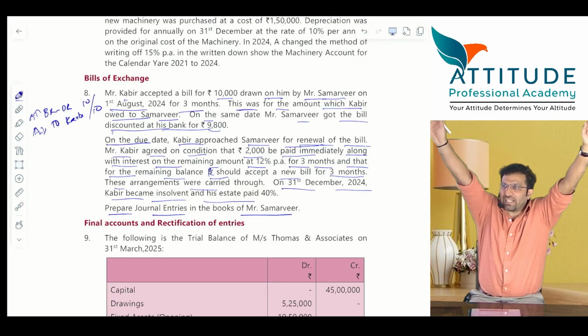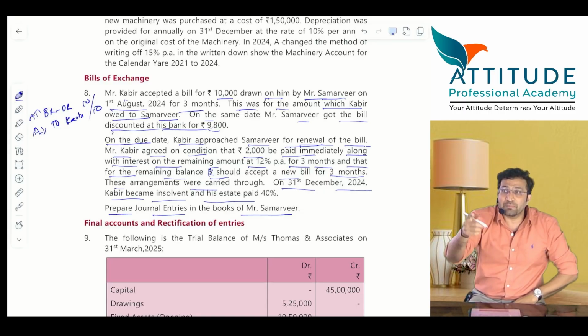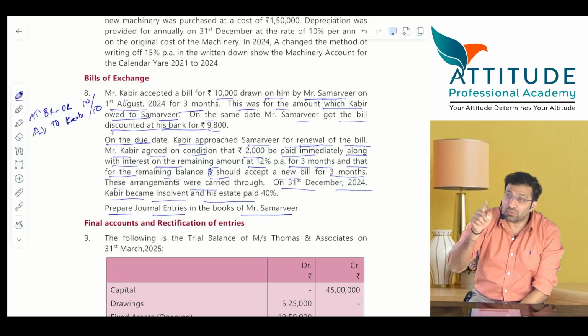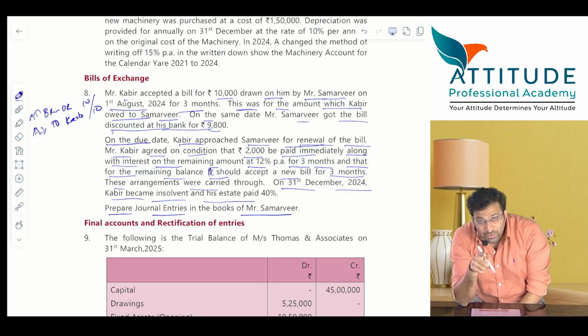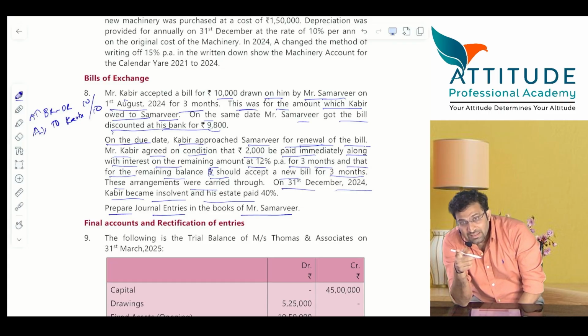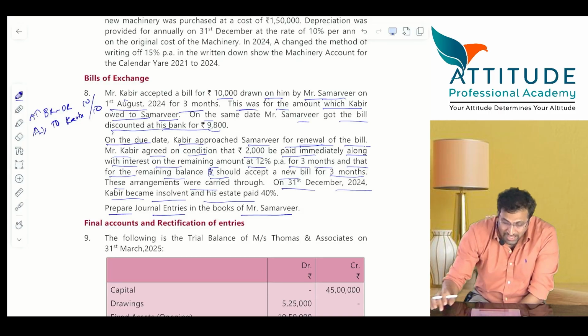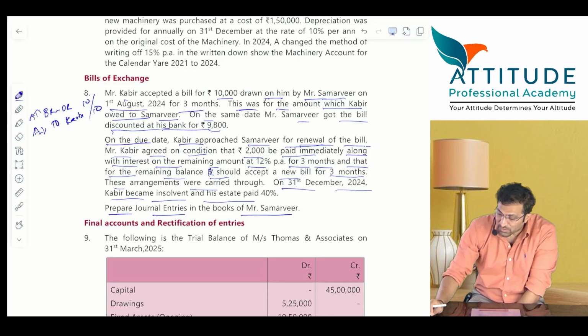Now Kabir says, okay, now I am saying, thank you very much, now renew the bill. But what are you saying? You are telling Mr. Kabir to pay 2,000 immediately along with interest at the rate of 12% for the remaining amount of the bill. Bill amount is how much? 10,000. Out of 10,000, I am immediately giving 2,000. So what is the balance amount? Yes, 8,000. Charge interest on 8,000.